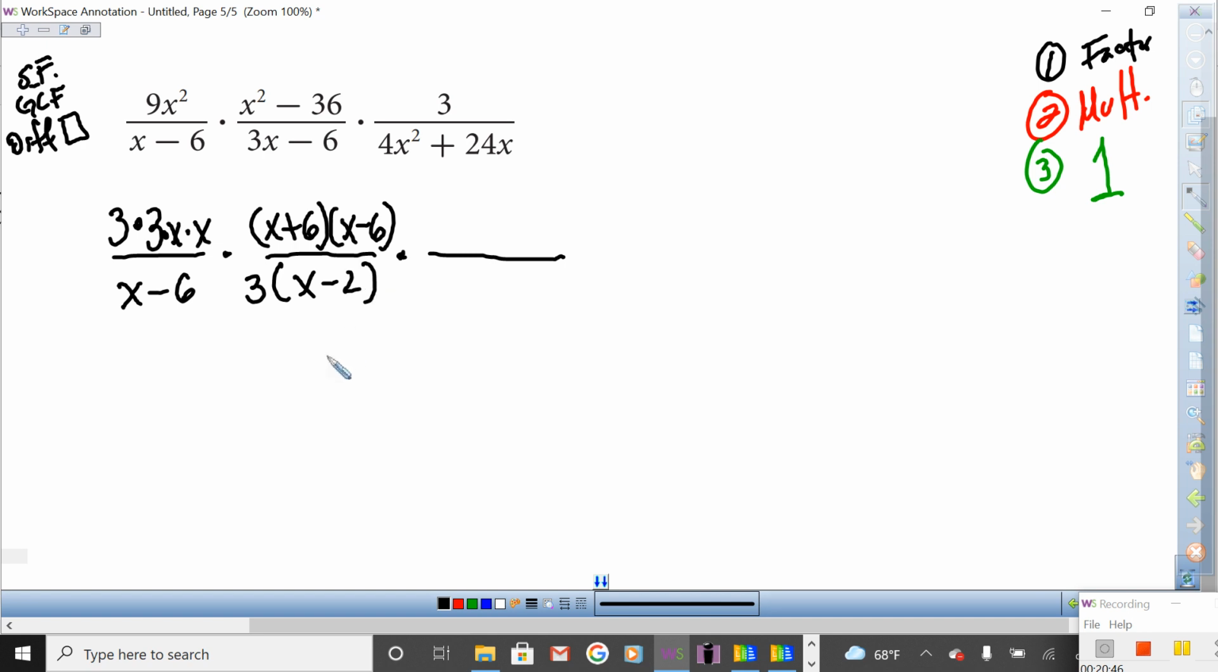X minus 2, 3, and x minus 2. Yes, there was a GCF. Hands, have you got that? All right, the third fraction, the numerator. Oh, Mr. Q. All right, 3. There you go.